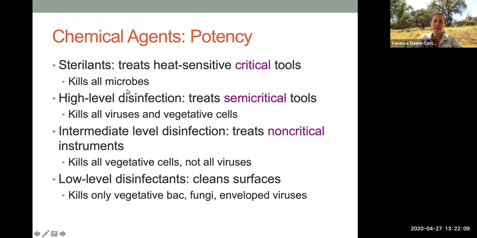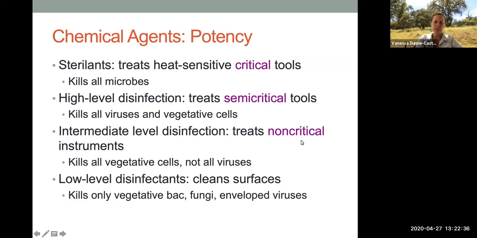And again, this kills not just microbes, but also endospores, importantly. So if you're dealing with a semi-critical tool, remember we said a high level of disinfection. The semi-critical tools are ones that invade the body, but only to the mucous membranes. So we do need to kill all viruses and vegetative cells and get them off of that substance. So you would use a chemical that has a high level of disinfection.